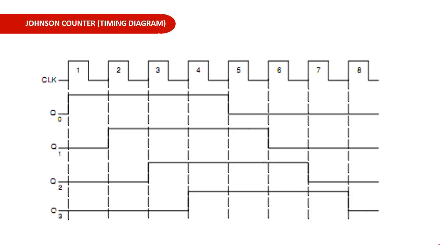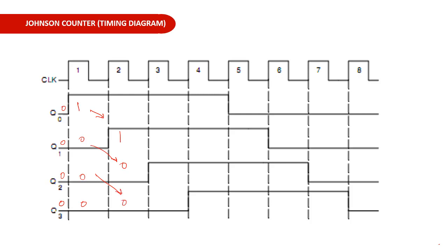Now the timing diagram for the Johnson counter is shown in the slide. Here you can see that initially all the flip-flop outputs are 0. When the first clock pulse comes, the QA will be 1, and all other outputs will be 0, because we are feeding this Q3 bar as the input of the first flip-flop. So when the next clock comes, this is 1, so this will become 1. This is 0, so this will be 0. This is 0, so this will be 0.